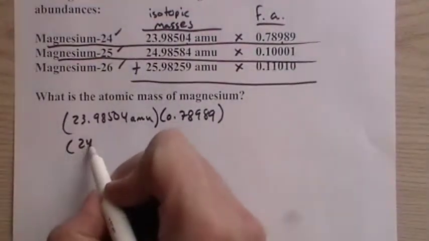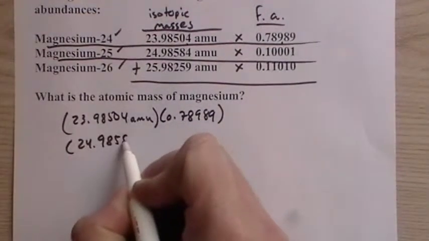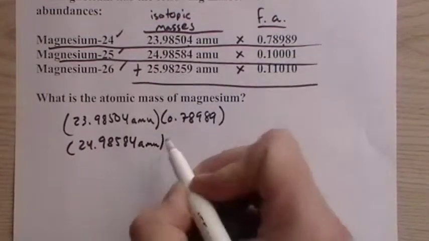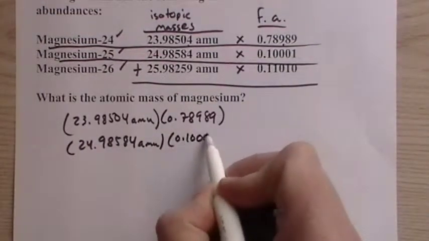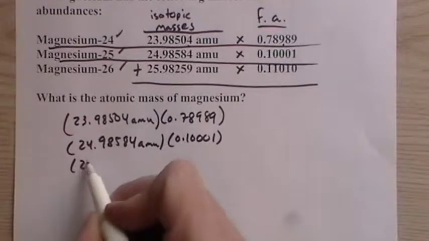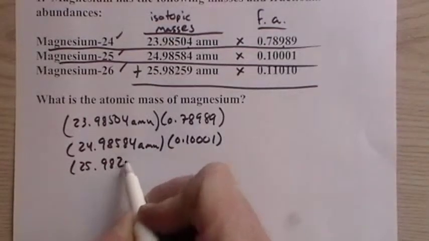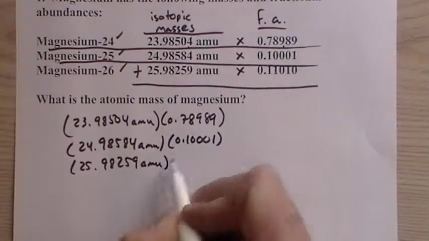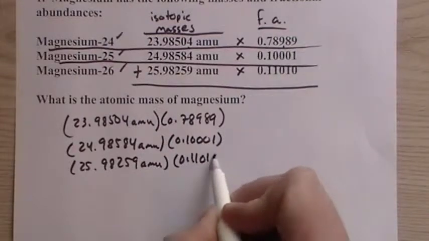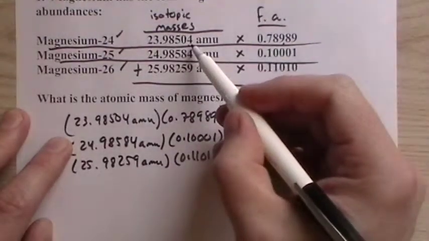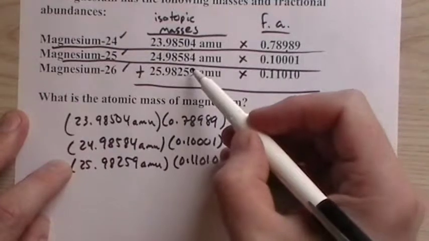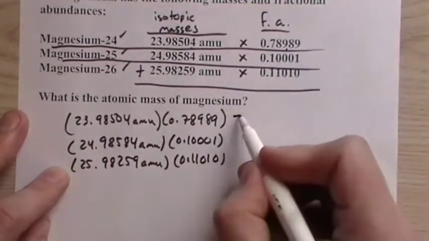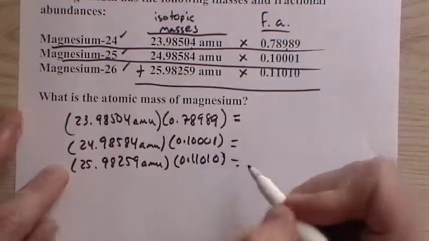And then 24.98584 AMU. And I'm doing it quickly. I'll double check to make sure I'm not putting the wrong numbers in here, but let me just get them down here first. 0.11010, so 29. Looks right. Got to be careful because there's so many digits here.